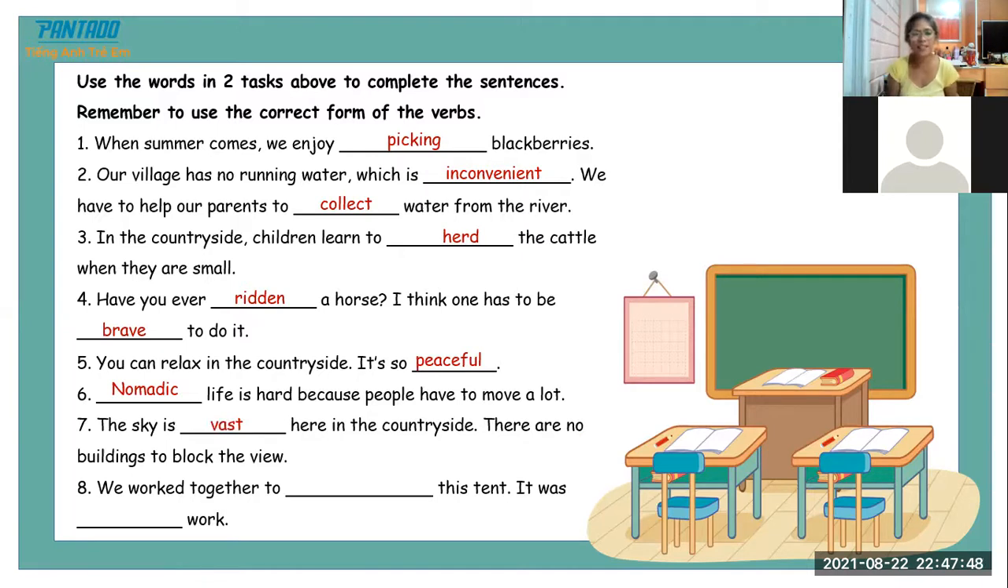Okay. Number eight. We worked together to blank this tent. It was blank work. Put up. Okay. Put up and hard. Very good, Min. Wow. You answered it all. Very good. You have an idea about this already. Okay. Wow. I really didn't know, Min, that you know this much. Very smart girl. Very good, Min.